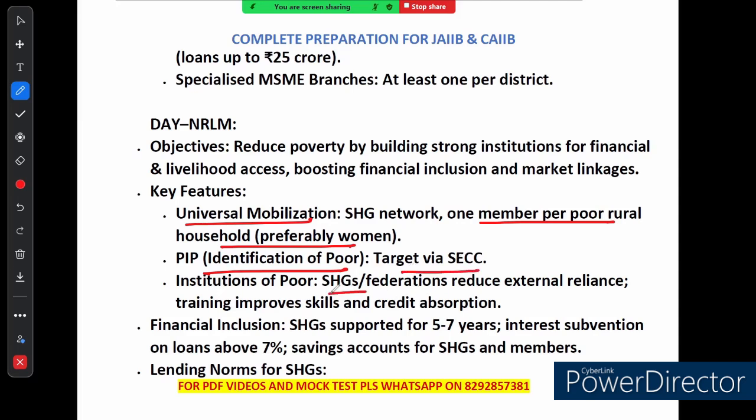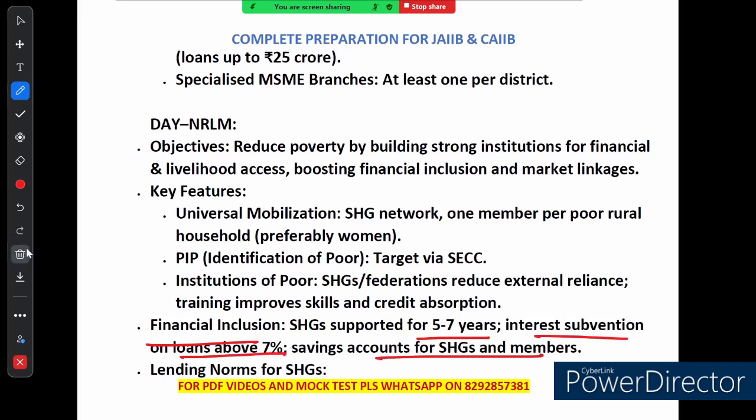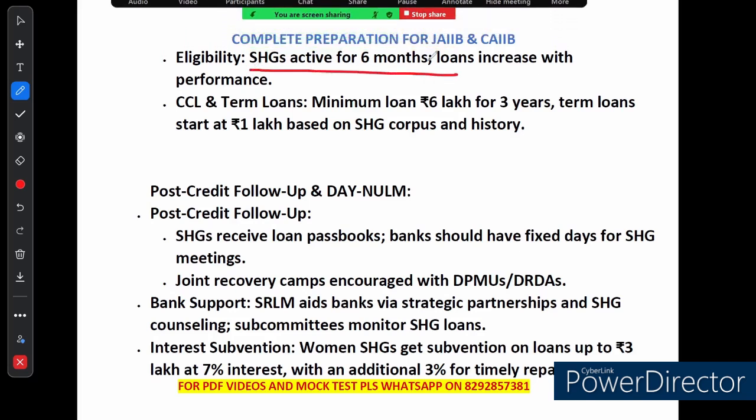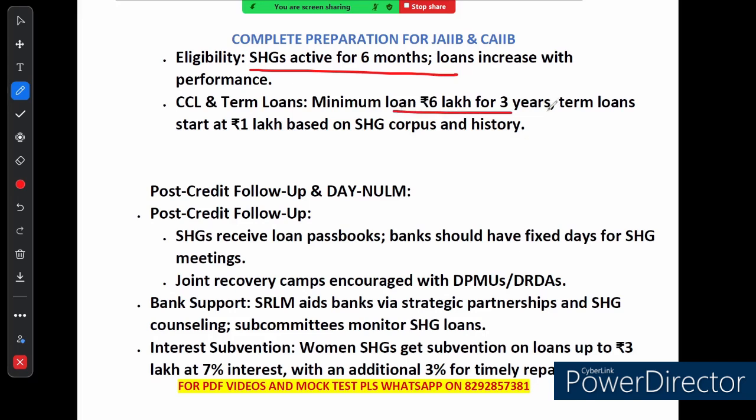Now SHG, that is self-help group, and their federation help reduce reliance on external loans and improve credit access by training members. Now let's talk about this financial inclusion. So SHG receives support for 5 to 7 years with interest subsidies on loans above 7.7%, and members can open savings accounts. Now what is the lending norm for SHG? So friends, SHGs that are active for at least 6 months become eligible for the loan. So that is the eligibility. They can receive loans starting at rupees 6 lakh for 3 years, and term loan begins at rupees 1 lakh based on their performance and savings.